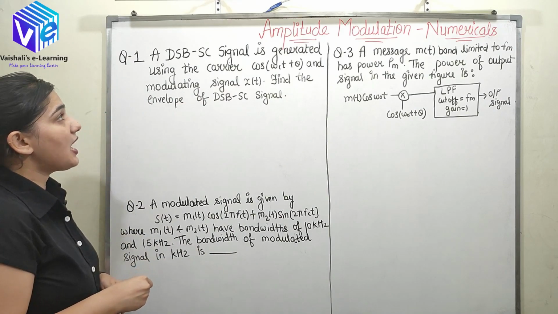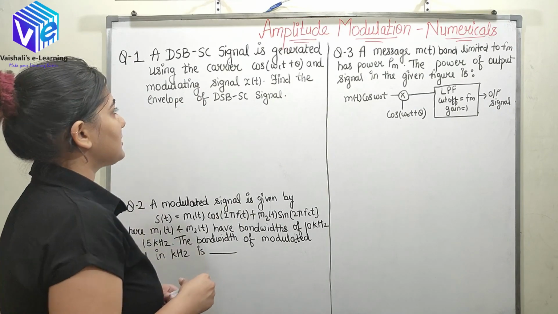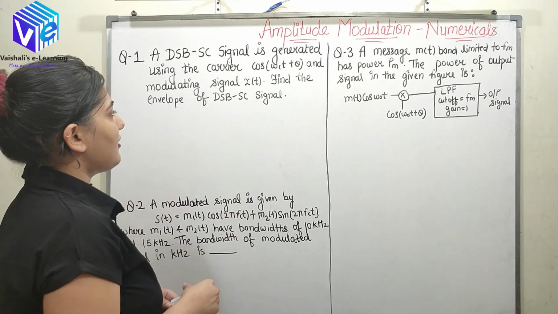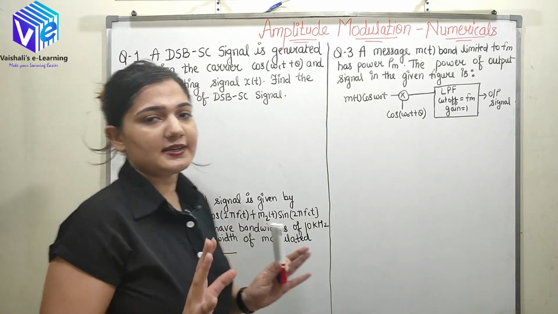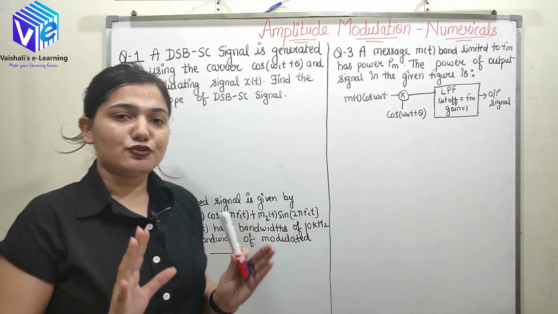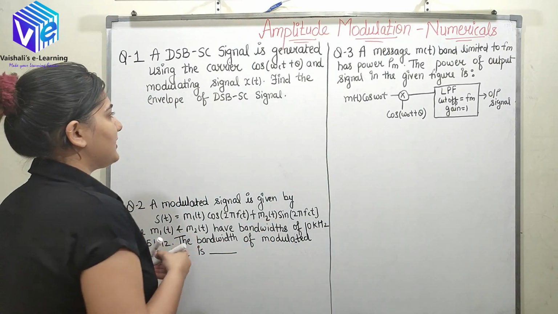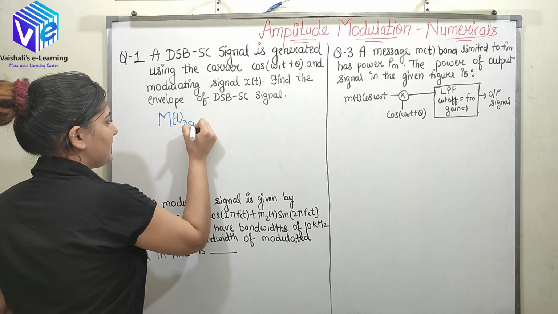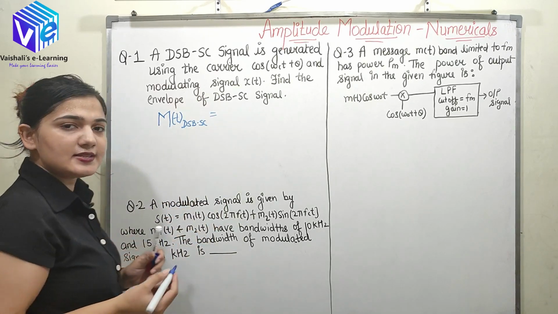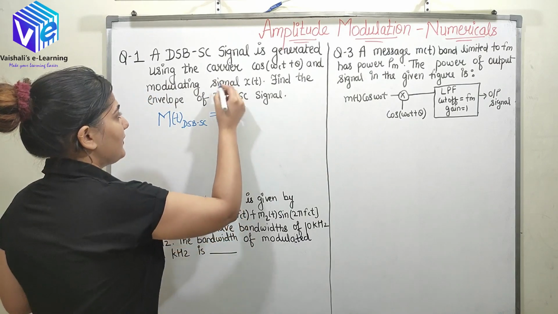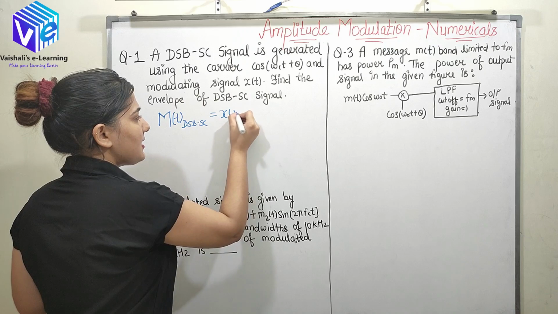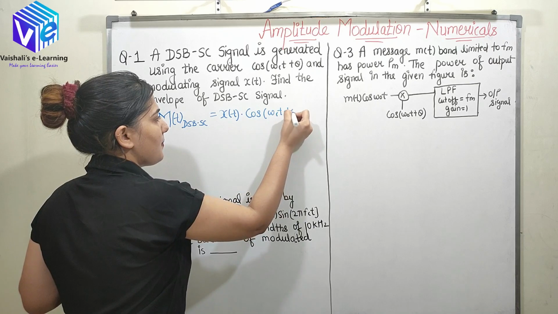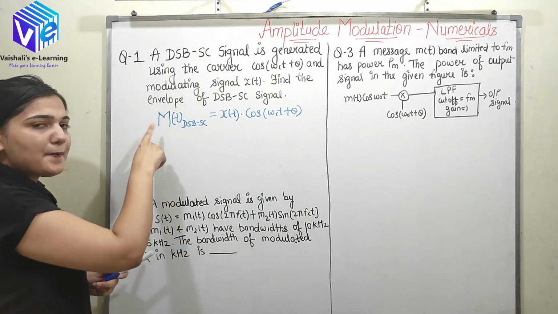The first question states: a DSB-SC signal is generated using the carrier cos(ωct + θ) and modulating signal x(t). Find the envelope of the DSB-SC signal. First of all, you should know what a DSB-SC signal is and how it is generated. If I write the modulated signal m(t) of the DSB-SC signal, it is just the multiplication of the modulating signal x(t) and the carrier. Now the carrier is cos(ωct + θ). So this is my modulated signal.